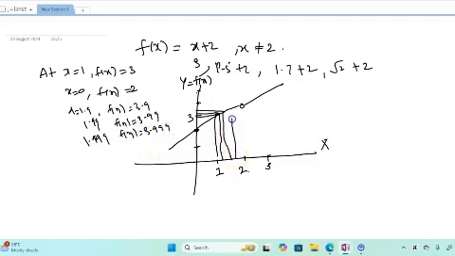So as x is approaching 2, can you see where your function is approaching? This is approaching 4. You can see it from here also, and you can see it from the graph also. So when your x is approaching 2, your f(x) is approaching 4, right? This is what we see.